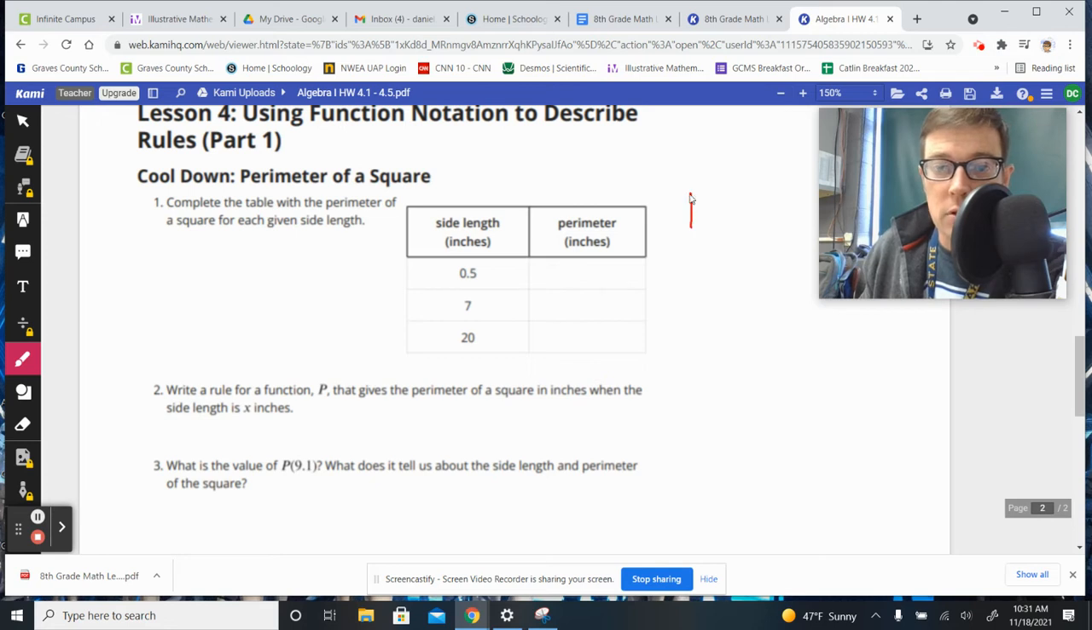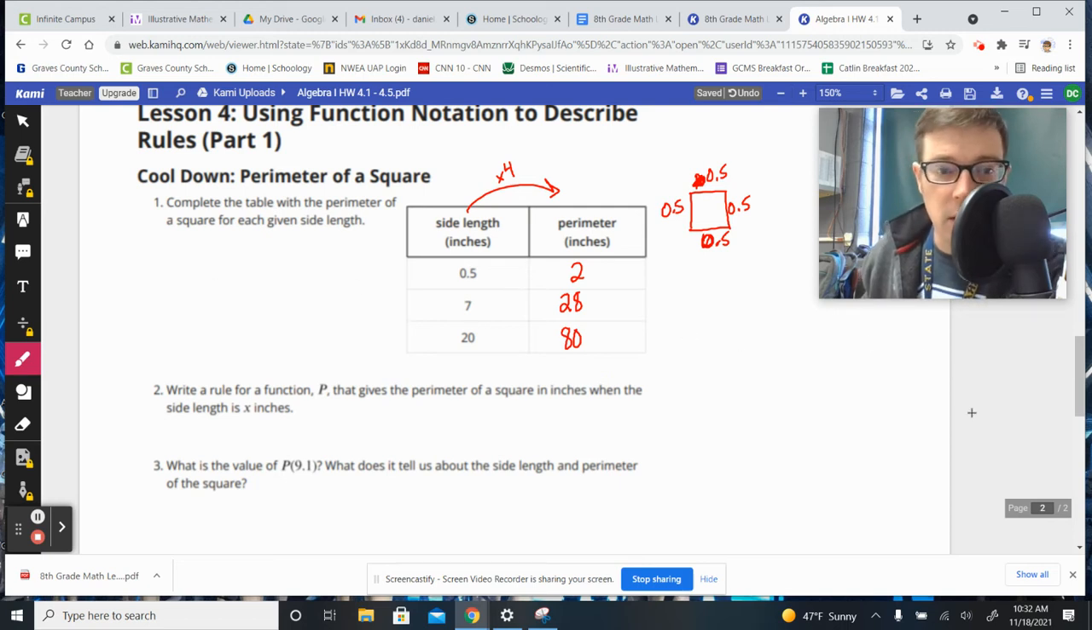So if you just imagine what's happening here, squares have 4 sides. So if we have a half on each side, 0.5 for each of them, then that's just going to be 0.5 times 4. So really, this is a proportional relationship. We're just multiplying by 4 to get the perimeter. So 7 times 4, 20 times 4, and we're getting our perimeter in inches. So we completed the table. Check. That's really easy.